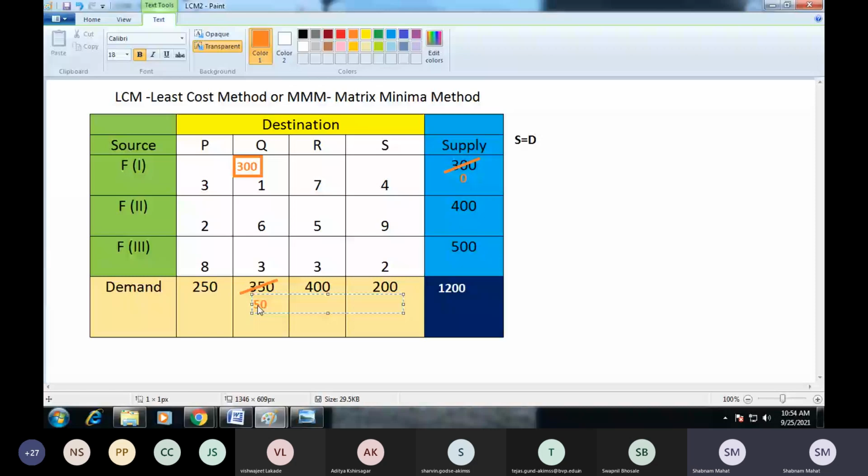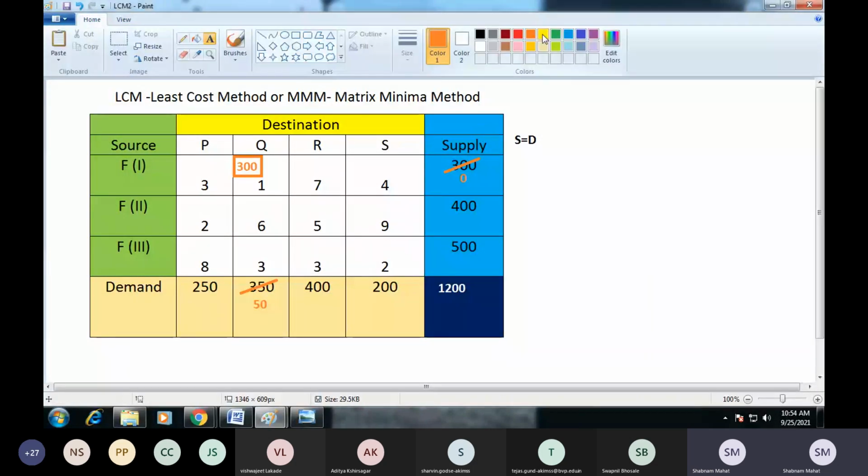First of all, we have to check that the supply for factory 1 becomes 0. That means we should remove factory 1 from our calculation. So I remove my first part. Now check the remaining part. So my remaining part is that much.